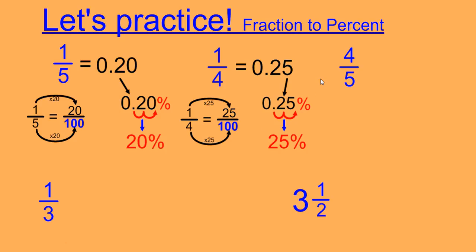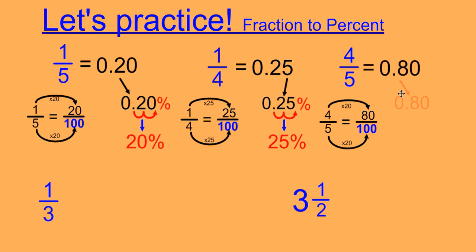How about 4/5? Oh yes, you got this down. 5 times 20 is 100, so we did have, once again, a base 10 number. And 80 hundredths can be written like this. And when we convert it to a decimal, it looks like this. Move the decimal 2 places to the right, add that percent sign, and we've got 80%.